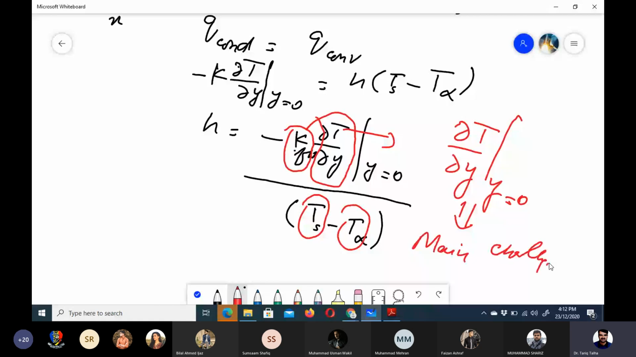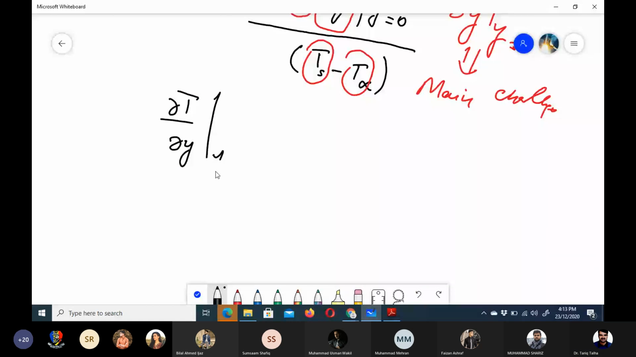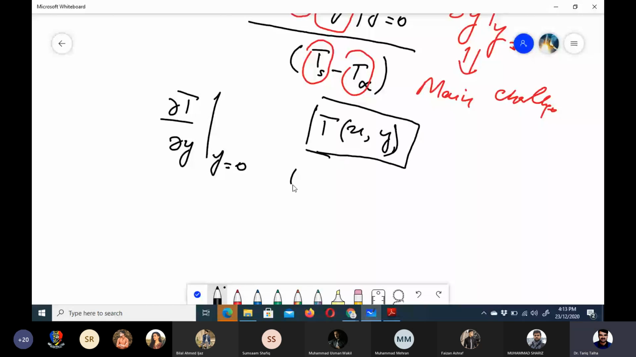Now, in order to get the value of partial T upon partial y at y equal to 0, we need to know the temperature distribution as a function of x and y, if we talk about 2D. And in order to get the temperature distribution as a function of x and y, we need to know first what the velocities u, v, and p values are.